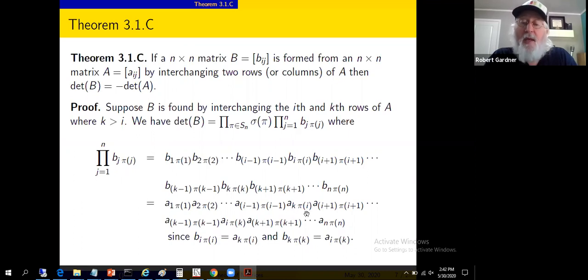No, excuse me, A sub K pi of I. Yeah, it's in the same column, different row. A sub K pi of I, and A sub I pi of K down here corresponds to the B sub K. So we've interchanged those I's and K's in the first index only. It threw me for a second. So we get A sub K here between the I minus 1 and the I plus 1, and we get A sub I here between the K minus 1 and the K plus 1. These are the relationships.